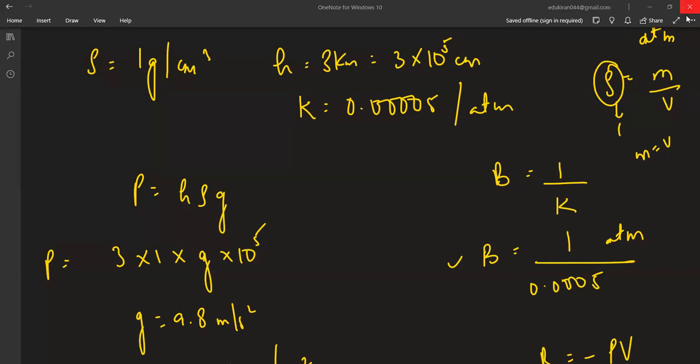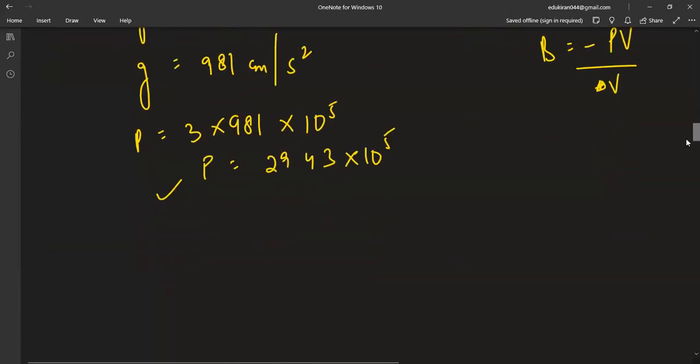Yes, any values, class? Ma'am, I got 14715. Wait, let me write. Delta V by V you're getting. Yes, ma'am. Delta V by V, how much you're getting? 14715. This much? Yes, ma'am.